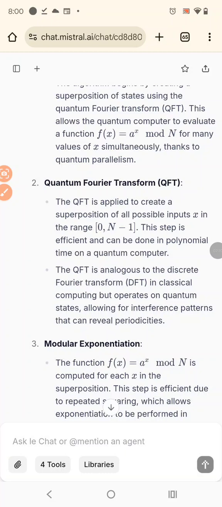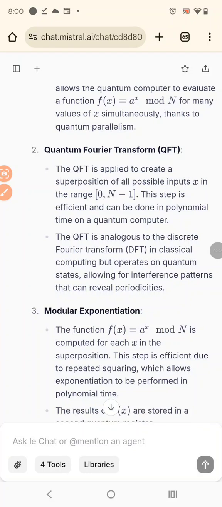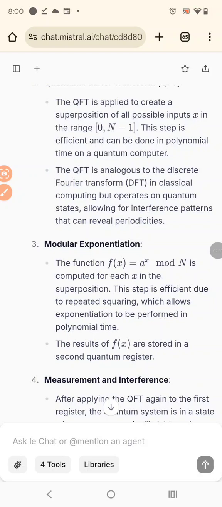The QFT is analogous to the discrete Fourier transform in classical computing but operates on quantum states, allowing for interference patterns that can reveal periodicities. Then the other thing is modular exponentiation. a^x mod n is computed for each x in the superposition. This step is efficient due to repeated squaring, which allows exponentiation to be performed in polynomial time. The results of f(x) are stored in a second quantum register.